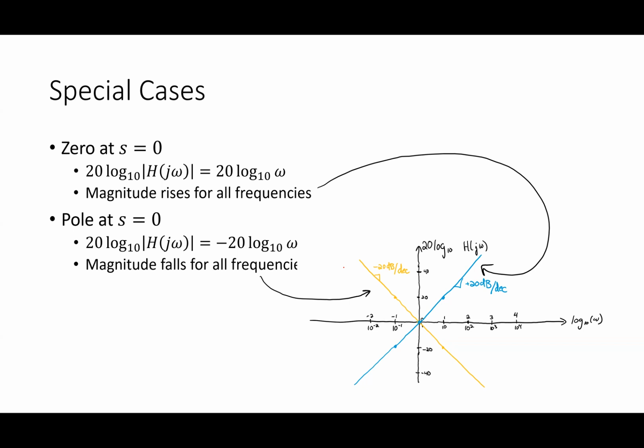0. Right here. 20 log of 10. What's the log of 10? 1. Right? So here at 10, this is equal to 20. 20 log 10 of 100 would be equal to 40. So I see it's right here. Right? And I could do the same math on the -20 line. Okay. So basically, you just have to remember these basic rules and then we construct the plots.